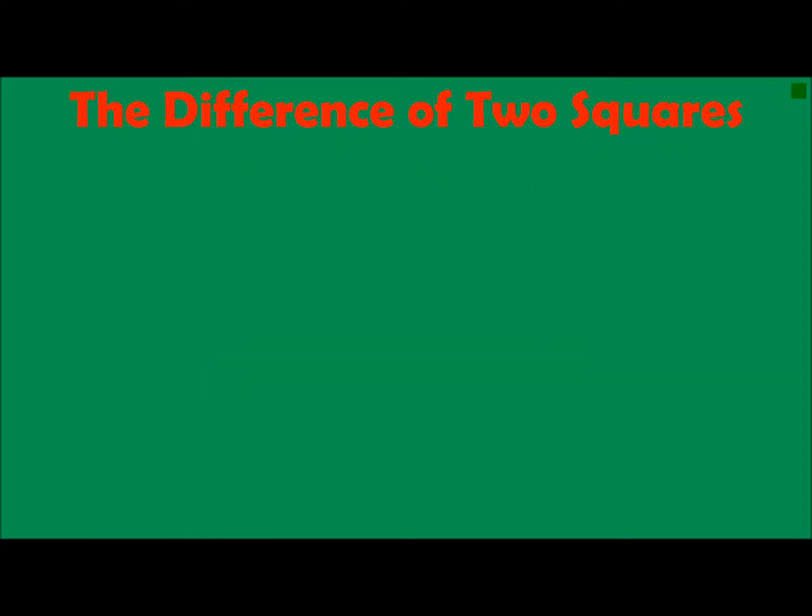Oh, forgot to write the last one down here. So let's go with 32x squared minus 50y squared. Okay, so difference, gotcha. Oh, we have two squares. Let's go with a red pen this time. So we're sorted, but these numbers don't have square roots that are whole numbers. What do we do? Oh yeah, let's look for a common factor. So 2 will go into both 32 and 50. So let's try that. We'll give it a go.